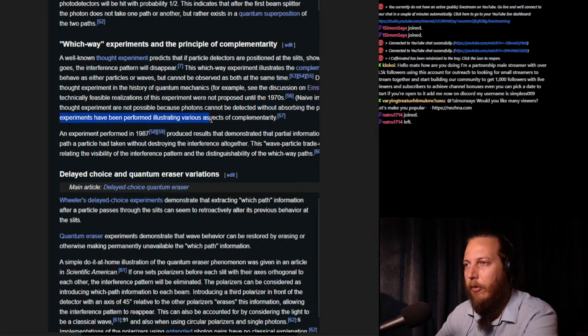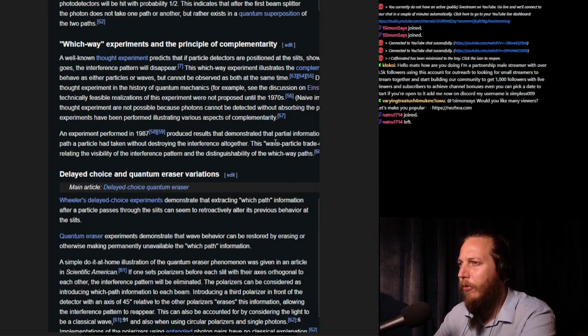Currently, multiple experiments have been performed illustrating various aspects of complementarity. An experiment performed in 1987 produced results that demonstrated that partial information could be obtained regarding which path a particle had taken without destroying the interference altogether. This wave-particle trade-off takes the form of an inequality relating the visibility of the interference pattern and the distinguishability of the which-way paths.